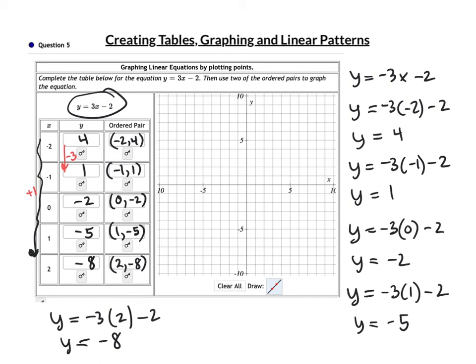Plot your values. Negative 2, 4, negative 1, 1, 0, negative 2, 1, negative 5, and 2, negative 8. Notice the line is straight, just like it's supposed to be. Draw your line and you're done.